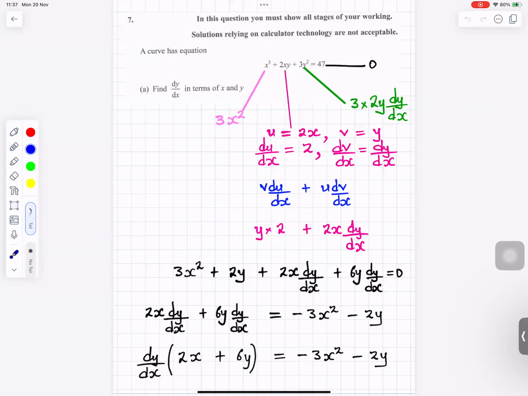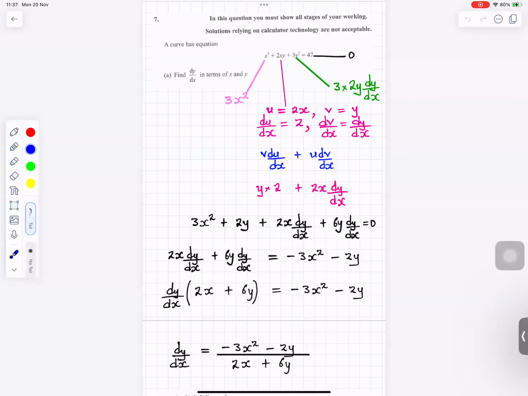Now you factorize, dy over dx comes out of the bracket, and you're left with 2x plus 6y. And that is times there. We need to make dy over dx the subject. So you take 2x plus 6y to the right-hand side and divide. And that's your answer for dy over dx.